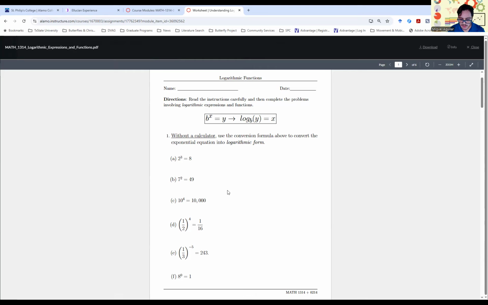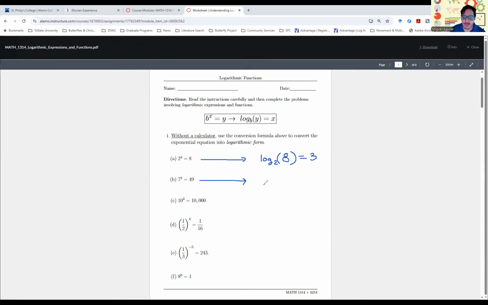This stuff doesn't really require the calculator, so maybe we could just do this on the screen. Can you guys convert this to log form? What would I write down? Log base 2 of 8 equals 3. Any questions, comments there? I feel like we kind of beat a dead horse with these already, and I think you guys should be pretty good at this now.